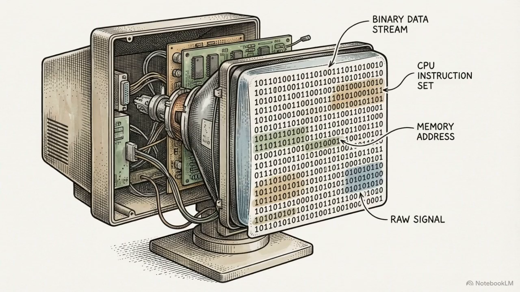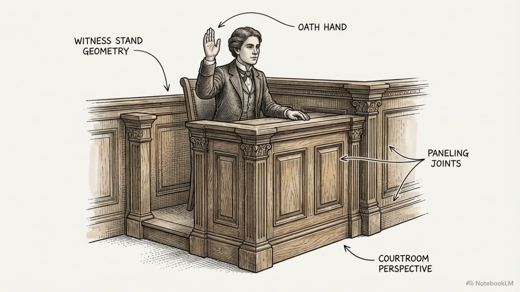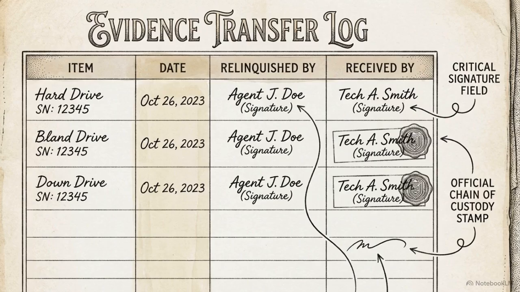But the math alone is not enough. A judge and jury cannot read binary code. They rely entirely on human testimony to authenticate where the drive came from. This requires a chain of custody.